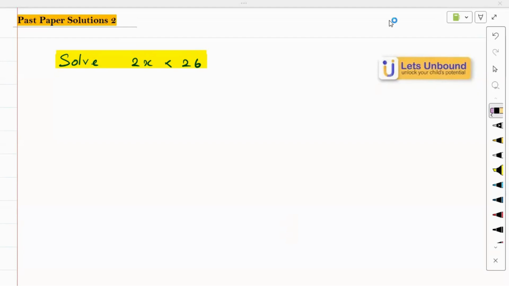Today we are diving into the second question of the series. Let's get started. This is a very simple question. Solve 2x less than 26.